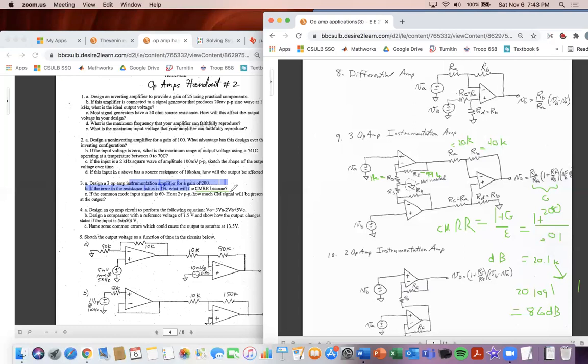If the common mode input signal is 60 hertz at 2 volts peak to peak, how much common mode signal will be present at the output? Okay, so if we have our common mode at the input, how much is going to be present at the output? Okay, going off this one, let me look. I think I low-key forgot that one a little bit from handout 2. I had to ask that in the tutoring center as well because he didn't cover that in class. Okay, let me find it. Handout number.